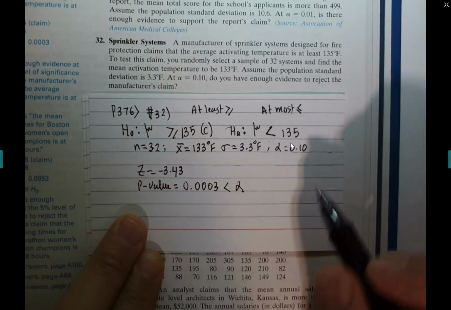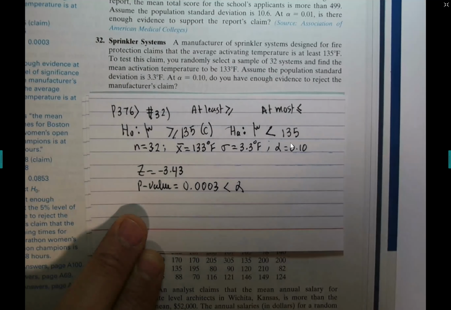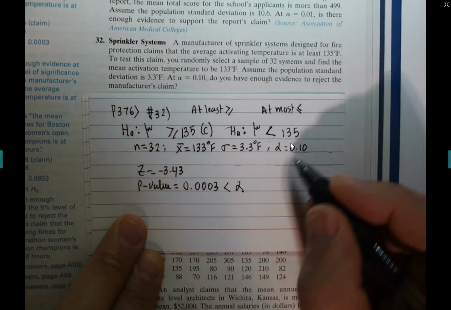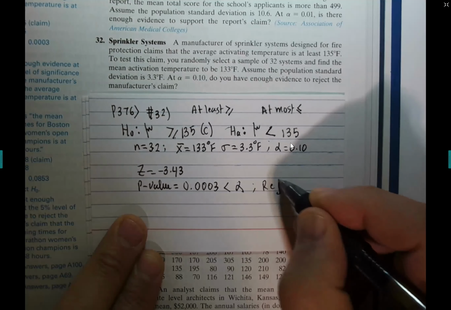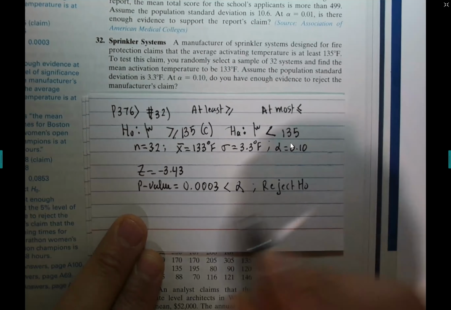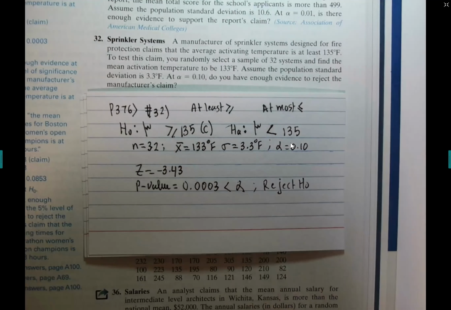You guys, when the p-value has an e in it, right away put it less than alpha. It's going to be very small. Alpha is 0.10. So we reject the null hypothesis. And why do we reject the null hypothesis? Because the p-value is less than alpha. Okay. How do you write the conclusion, guys?